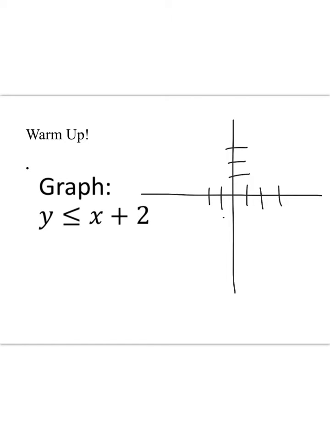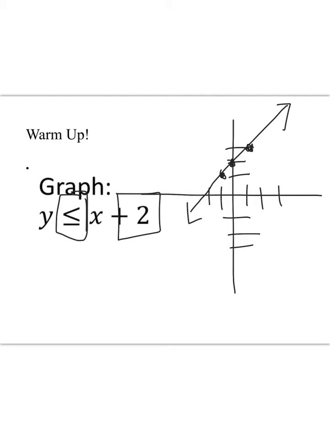So hopefully you recognize that 2 is the y-intercept, so you went up 2 and plotted your point on the y-axis. And you noticed that 1 was the slope, so you went up 1, right 1, and plotted a point, or you could have gone down 1 and left 1 and plotted a point. When you drew your line, it should be a solid line because of the symbol less than or equal to. The "or equal to" makes it a solid line. If it was just less than, then our line would have been dotted.